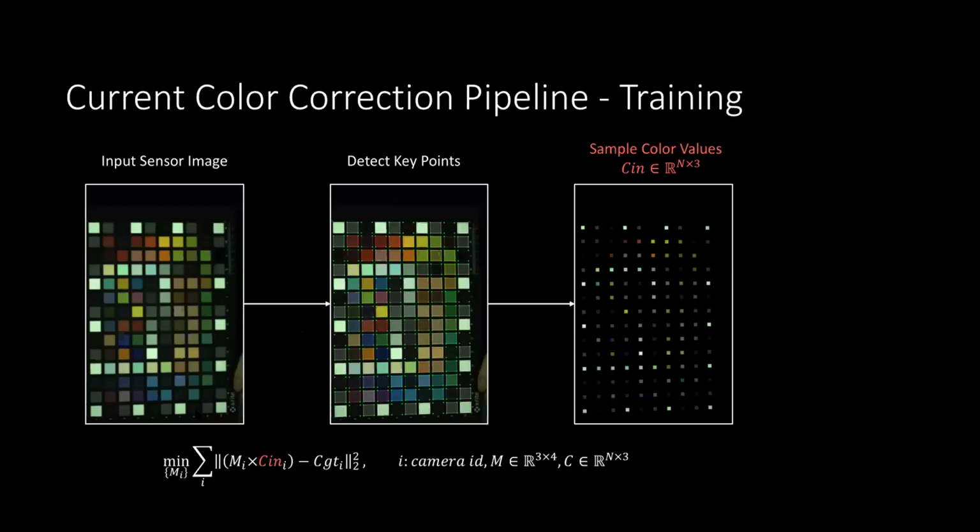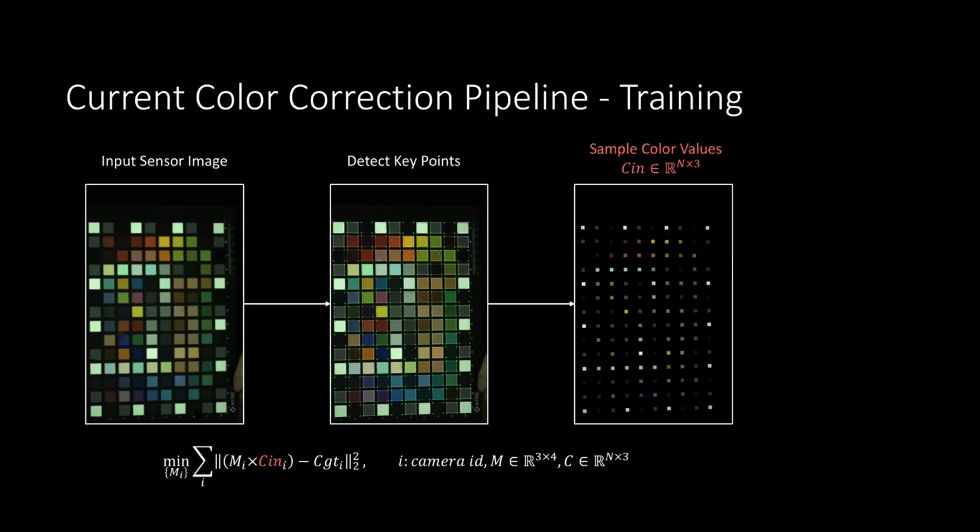For more details, for every given camera, we have an image capturing a color checker. So we can run a key point detector on it. Then we sample the color values within each patch and average them. This gives us our sampled color value vector. It's of dimension n by 3. Here n is the number of different patches in the color checker. Then we solve a least square problem. That is, the transformation matrix applied to the sampled color space should be similar to the reference color space.